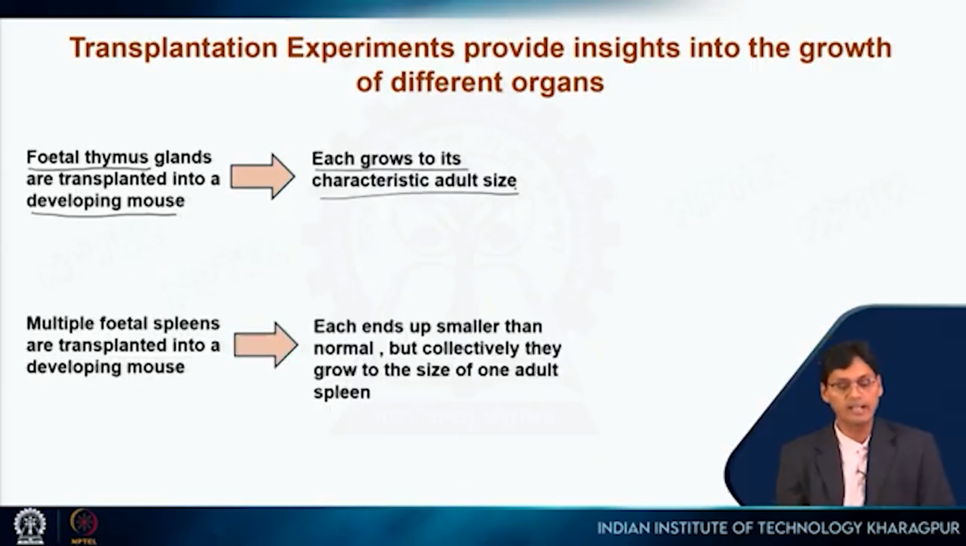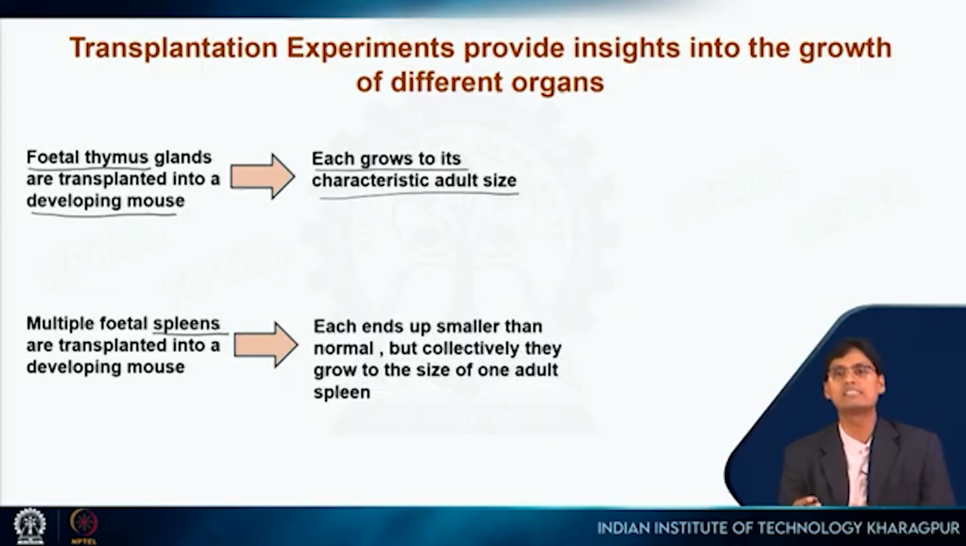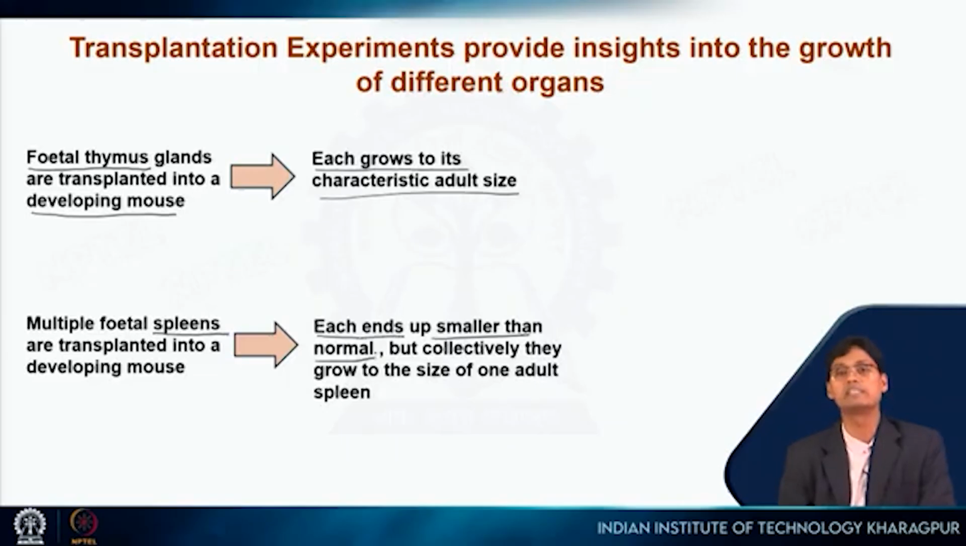On the other hand, another organ, also part of our immune system, is the spleen. This is a secondary lymphoid organ, right? Here many immune cells get stored inside our body. Now multiple fetal spleens are transplanted into a developing mouse. Same experiment, but instead of thymus, here we are transplanting spleens, and the result is completely different. As you can see, each of those ends up smaller than a normal spleen, but collectively they grow to the size of one adult spleen.